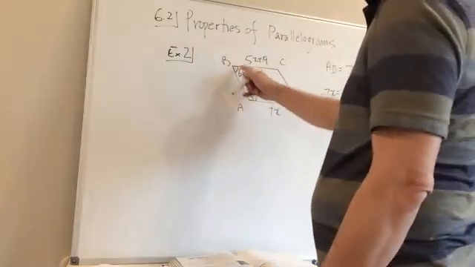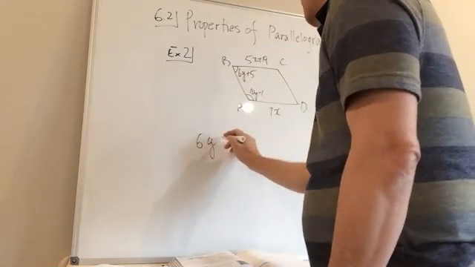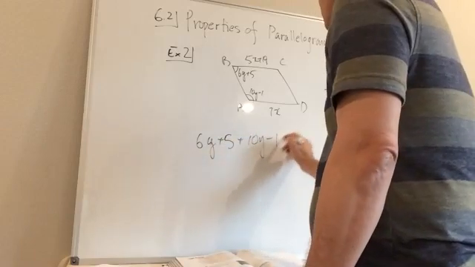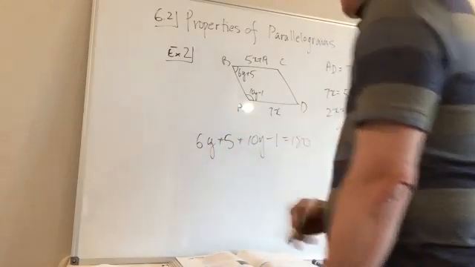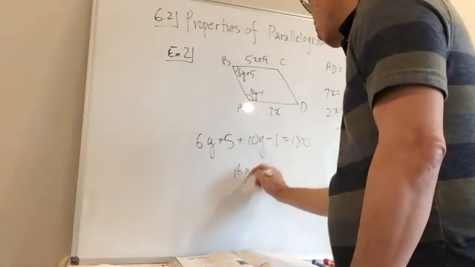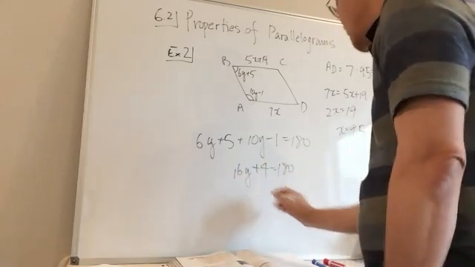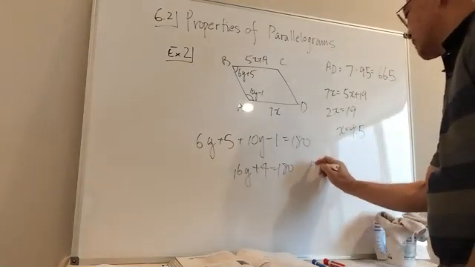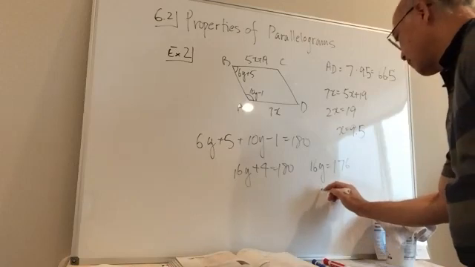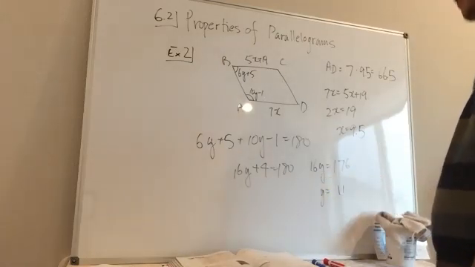are going to add to 180, so I get 6y plus 5 plus 10y minus 1 is equal to 180. Gather the y's, I get 16y plus 4 equals 180. I move the 4 over, I get 16y is equal to 176. Y is going to be this divided by 16, 11.